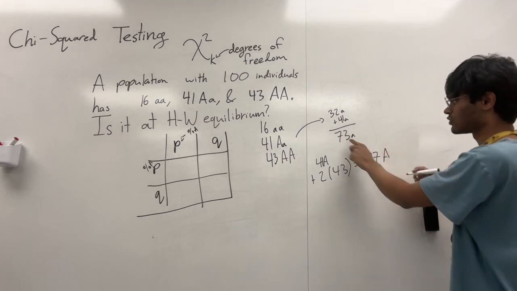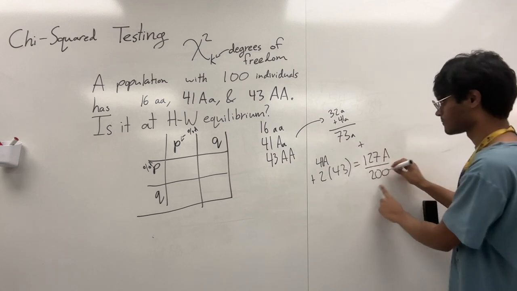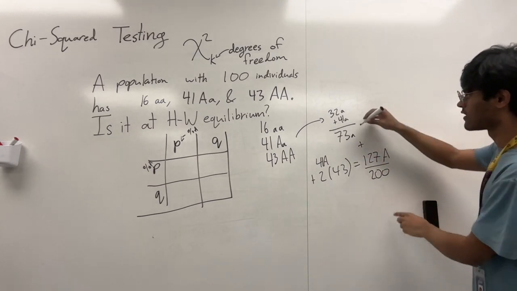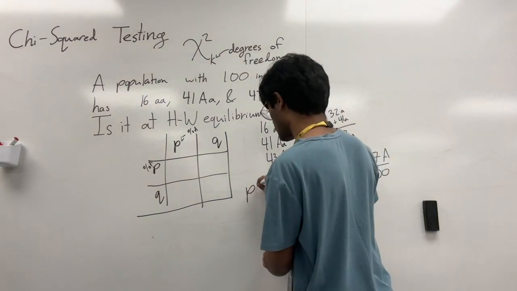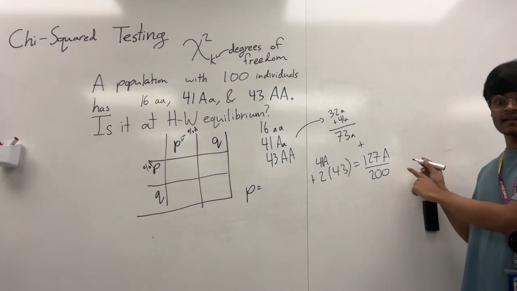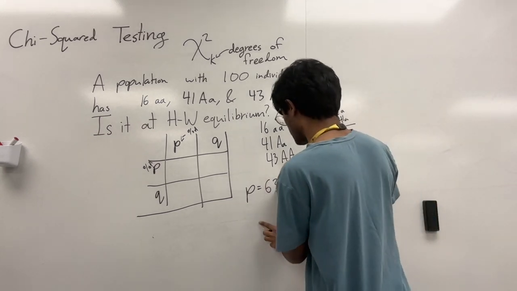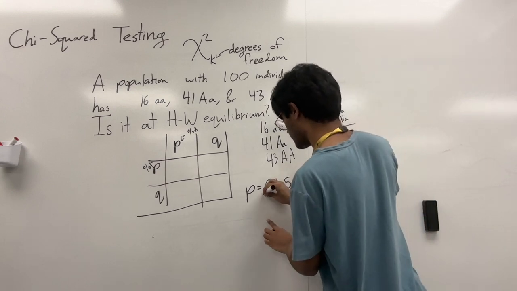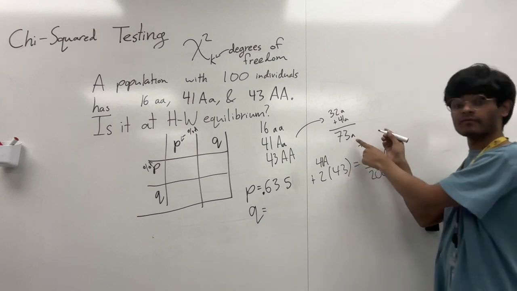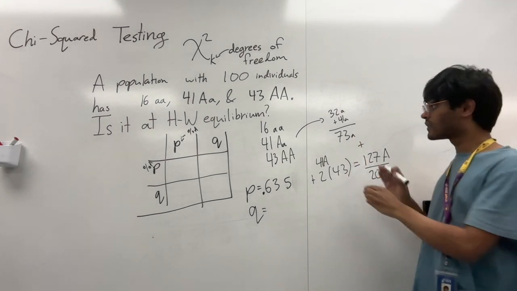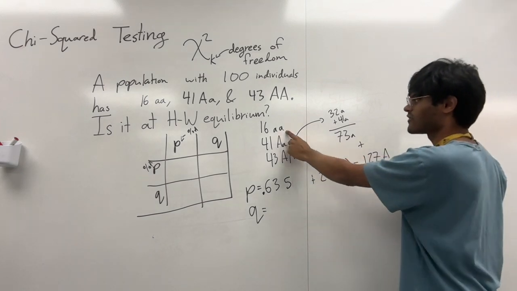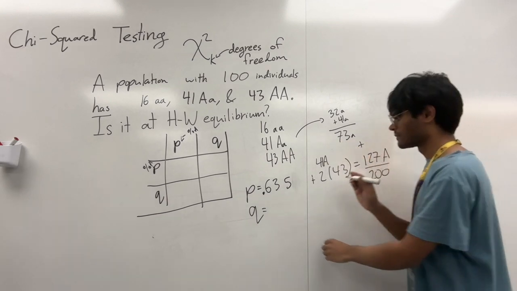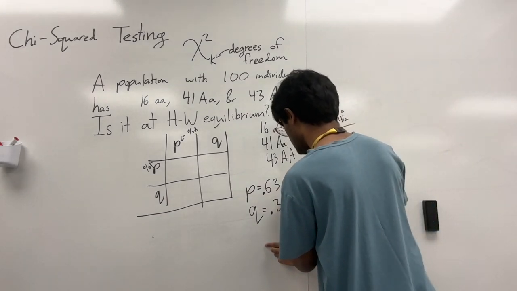Using these two, we have a total of 200 alleles in our entire gene pool. Dividing by 200, we get that p, our allele frequency for big A, is 63.5%, or 0.635. And q is 73 divided by 200. It's the percent of our total alleles, imagining all of our genes divided up, that are little a. And so that's going to be 0.365.